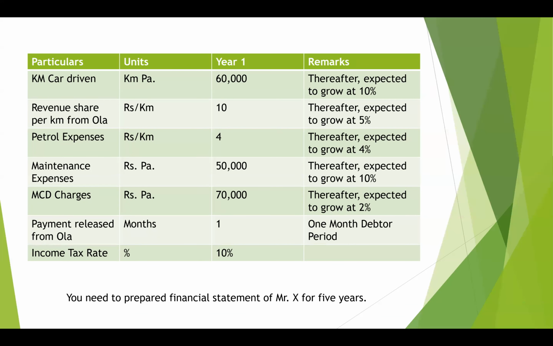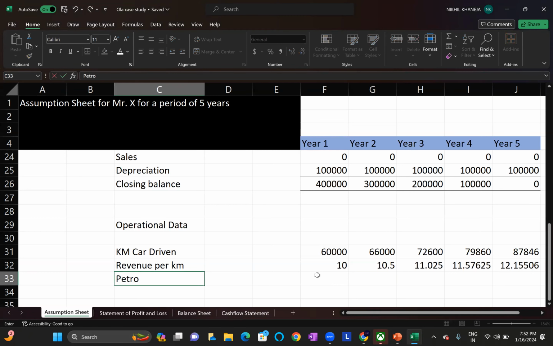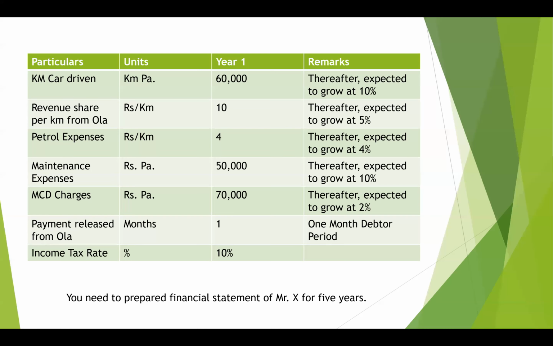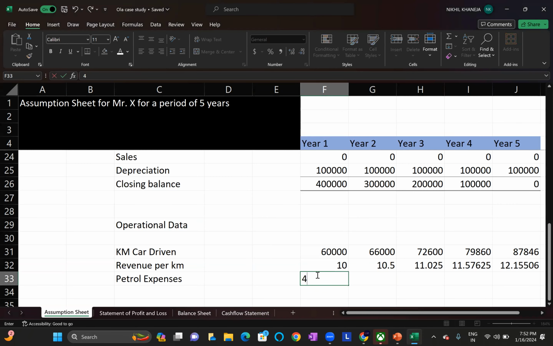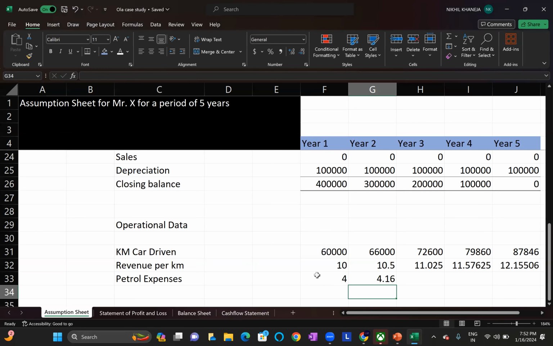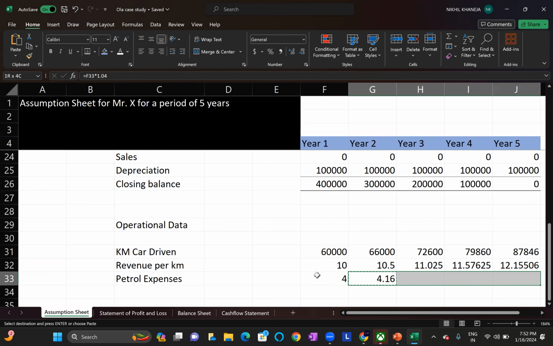Then petrol expenses. It is 4 rupees for the first year, then 4% growth, 1.04. This is the growth on petrol. Control C, drag it for the remaining years.